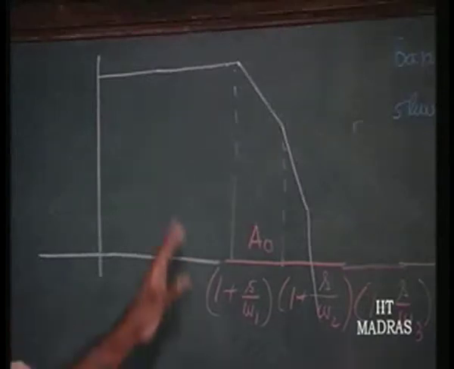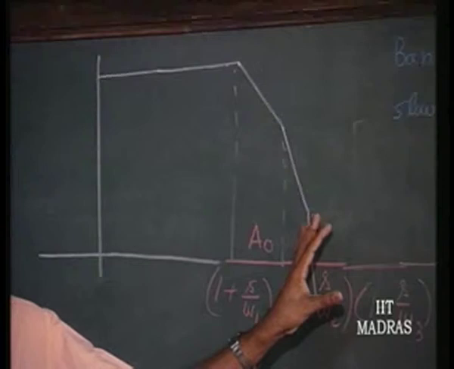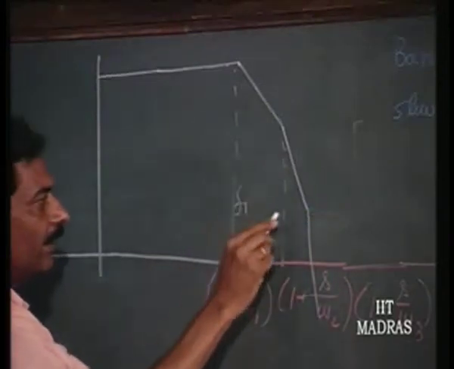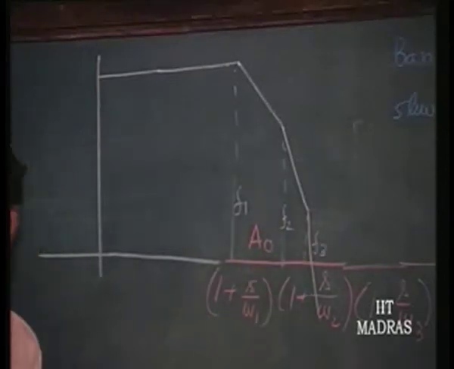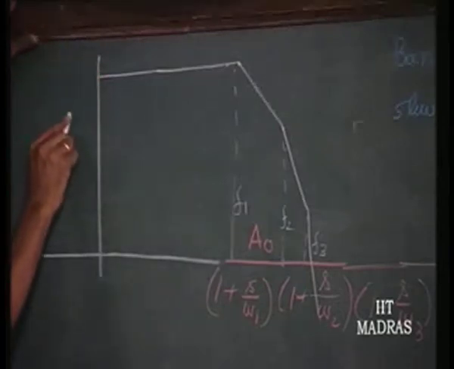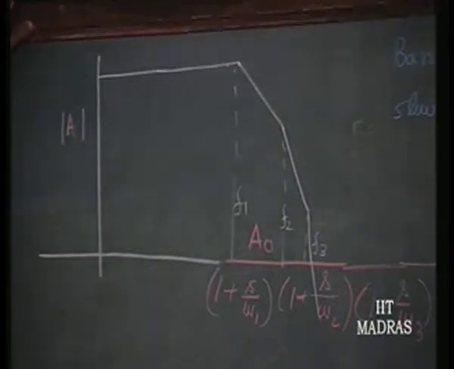Okay. So, in the useful range where the gain is greater than 1, it seems only this F1, F2 and F3 come into the picture. Okay. Magnitude of A naught, A. Magnitude of A versus frequency.